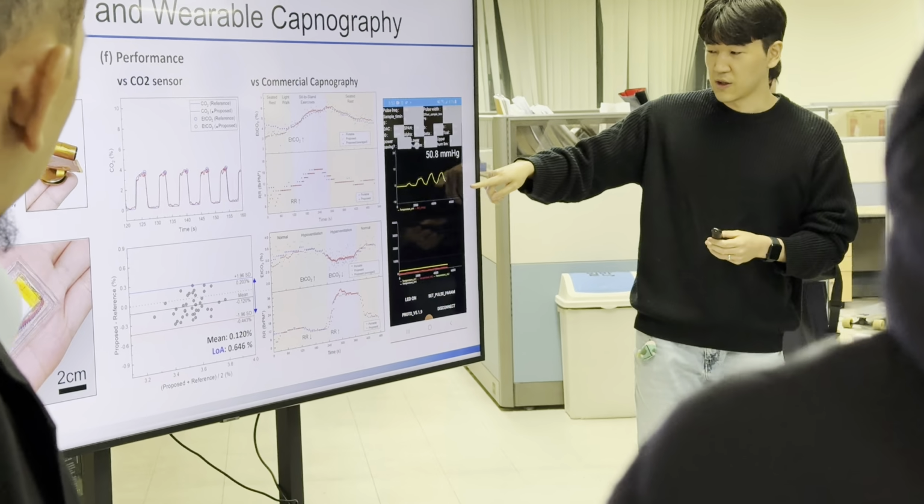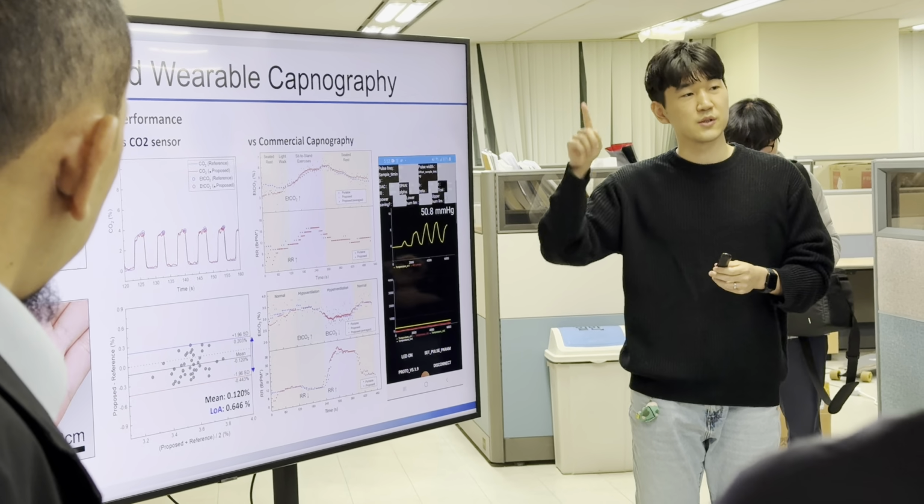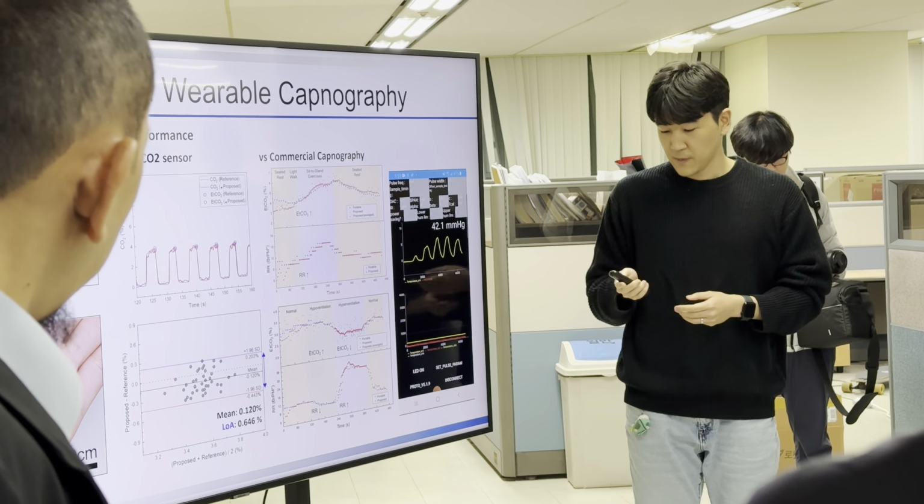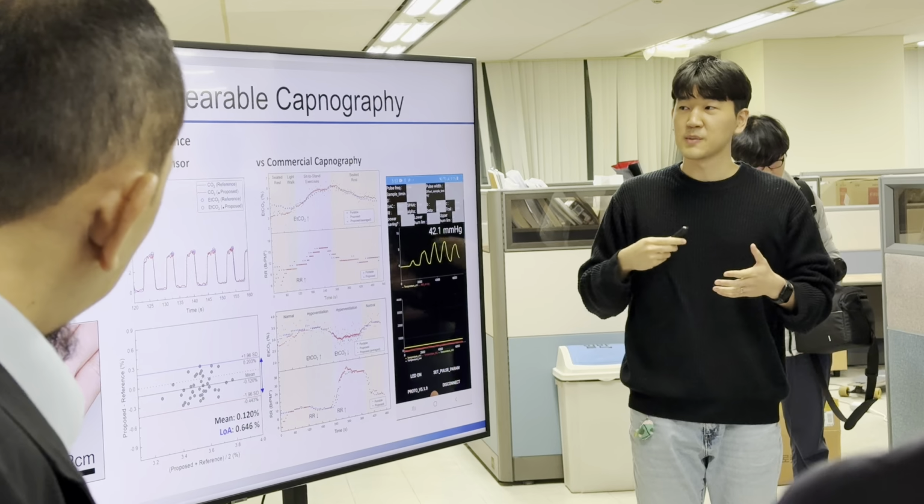These are the CO2 concentrations that are increasing during our breath. And this concludes my work.